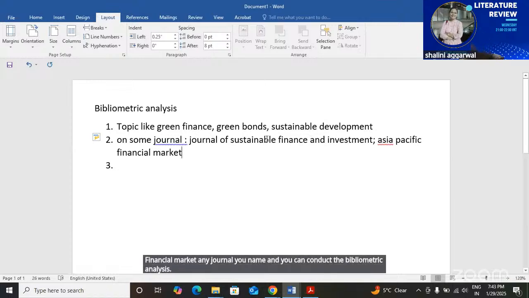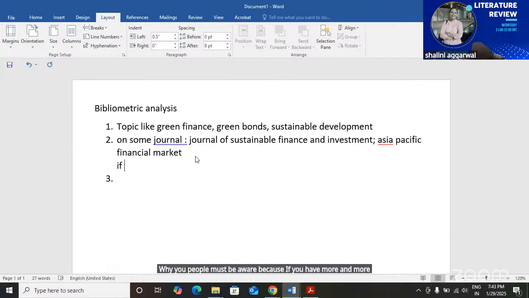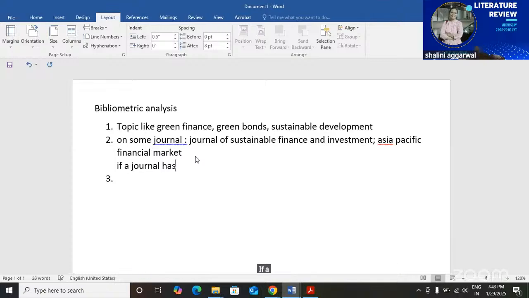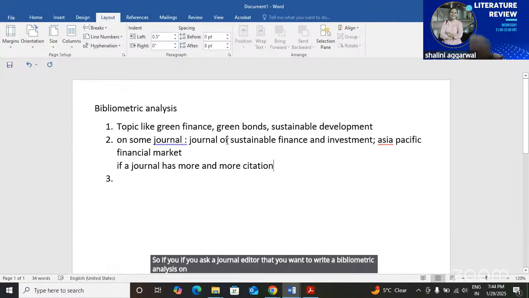You know, this is also very important for the journals. Why? You must be aware that if a journal has more and more citations, they would like it because this will increase their ranking. So if you ask a journal editor that you want to write a bibliometric analysis on their journal, and they allow it, then you can write that bibliometric analysis on that journal as well. So this is another way.